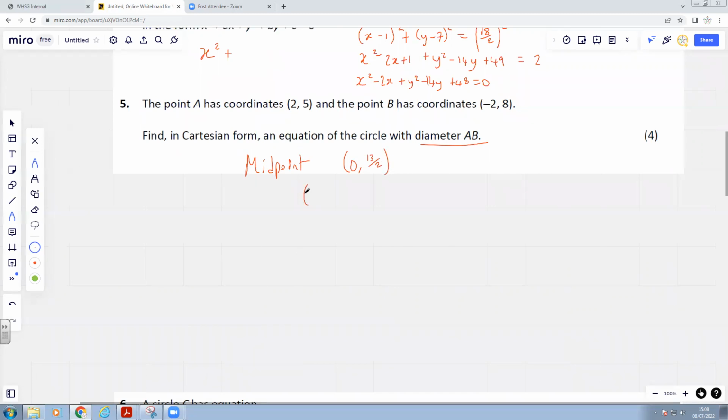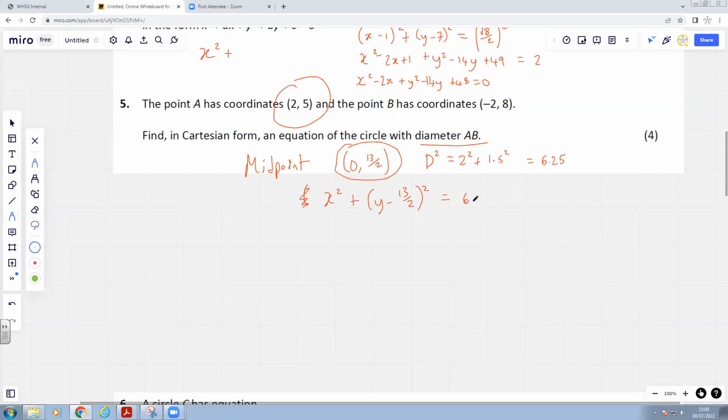So we're going to have x squared, because no point in doing x minus 0 squared, plus y minus 13 over 2 squared equals, now, I suppose we should find the distance from here to here for the radius, and the distance squared, in fact, is going to be 2 squared plus, now 5 minus 6.5, or 6.5 minus 5, well, that's 1.5 squared. And therefore, that equals 4 plus 2.25, which is 6.25.